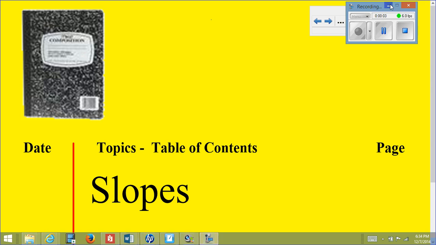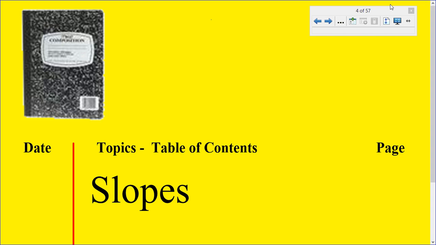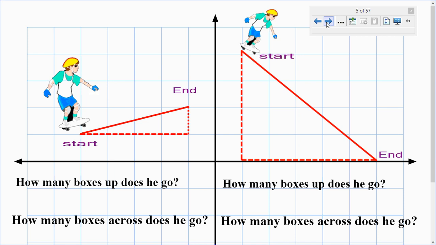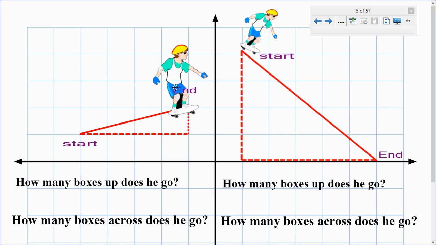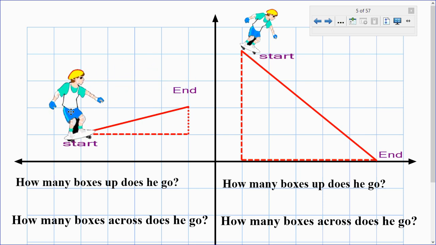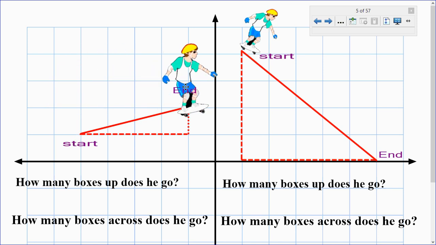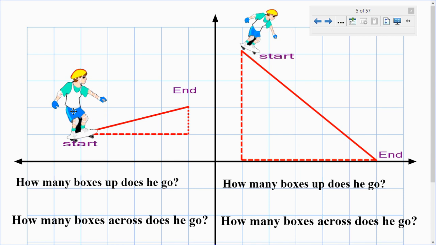This is Dr. Robinson again, and we are going to continue our studies. This time we're talking about slopes, so let's get into it. Here we have a skater, and he's starting here at this spot, and he wants to skate up this ramp and end up at this spot. So we want to find out how the ramp will help him go up and over to get to the end. So how many boxes would you say he goes up?